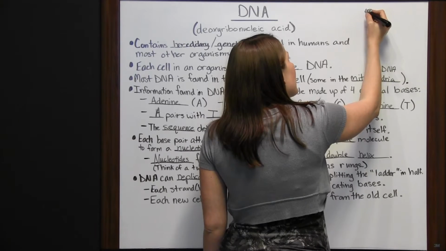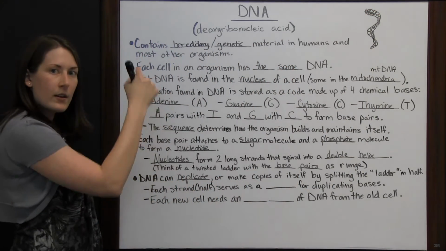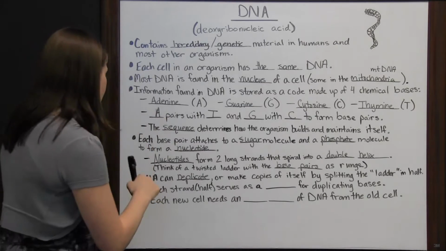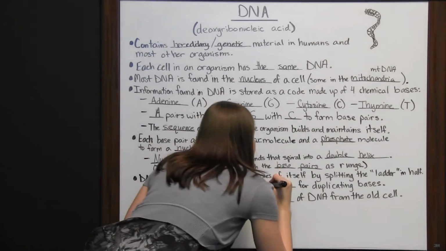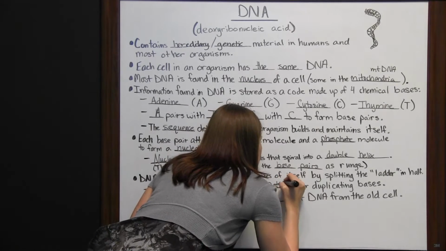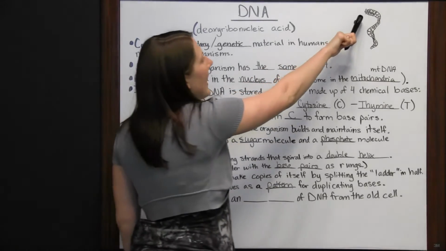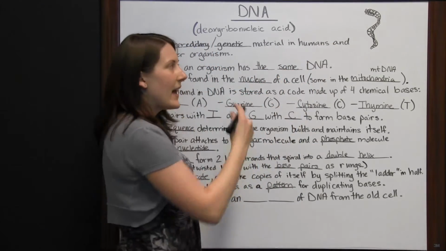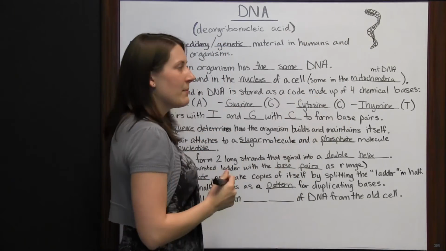So we know we've got adenine, guanine, and because we know what's on one side of the ladder, each strand, or half of that ladder, serves as a pattern for duplicating bases. Since we know we've got adenine here, the thing that has to pair with it is thymine. If we've got guanine, cytosine has to pair with it.